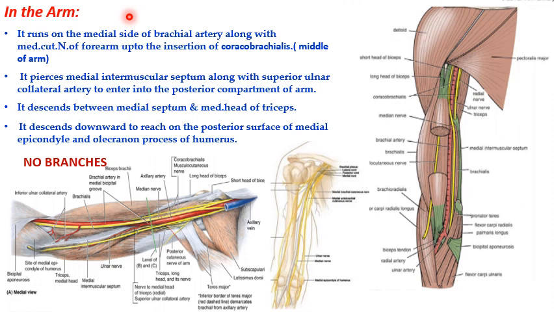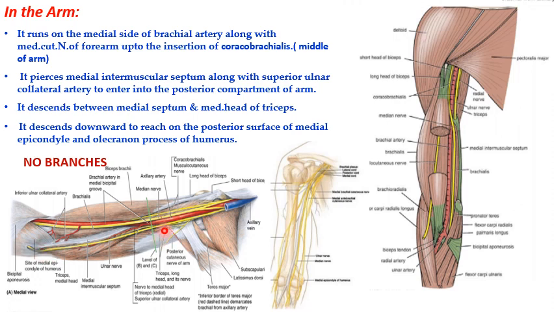So its course and relations in the arm. It runs on the medial side of the brachial artery from here, from the lower border of the teres major. The axillary artery continues as brachial artery. So here this is the ulnar nerve.